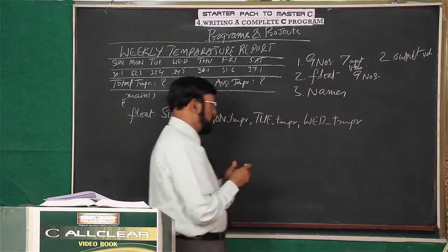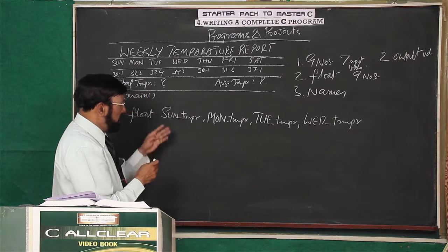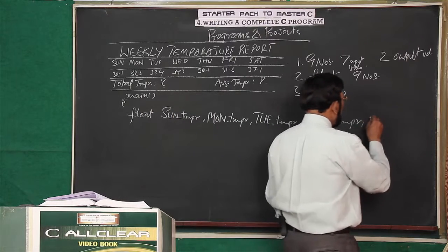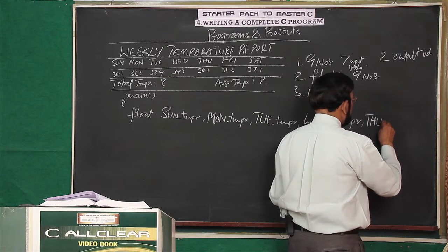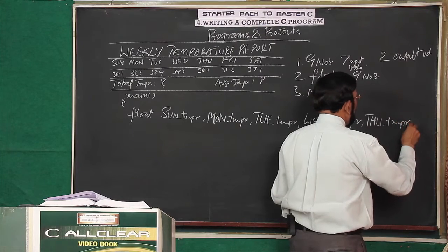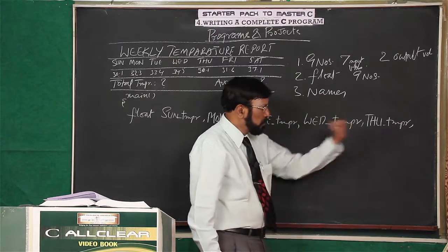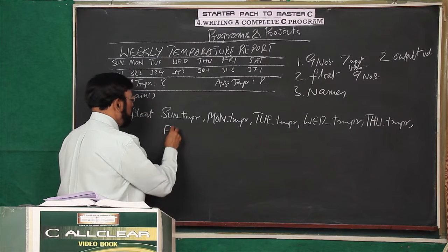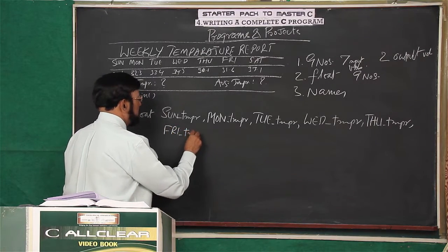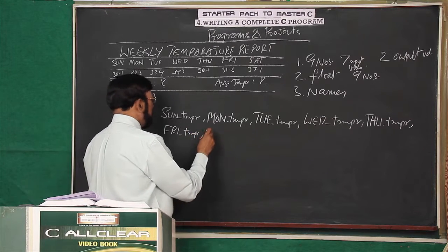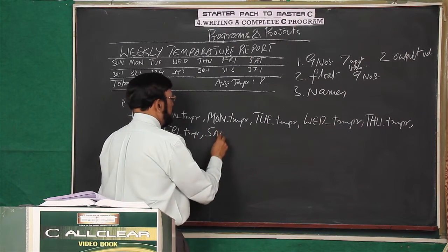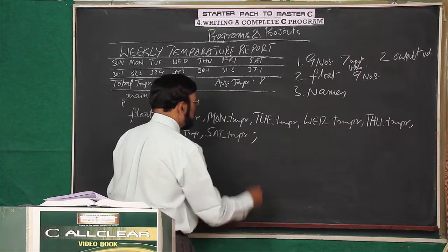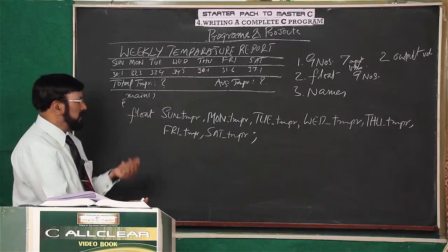Here, one more problem you may face. All 9 we cannot accommodate here. So here you could accommodate up to Thursday, let us say. Okay, now put a comma. And now Thursday is over. Now write fri temperature, sat temperature. Okay, now you put a semicolon. Now, what about the remaining 2?